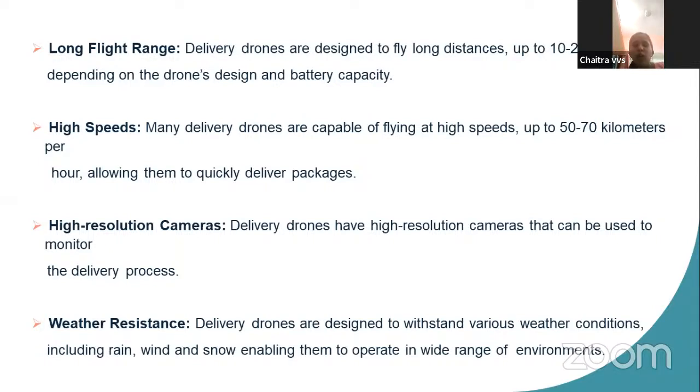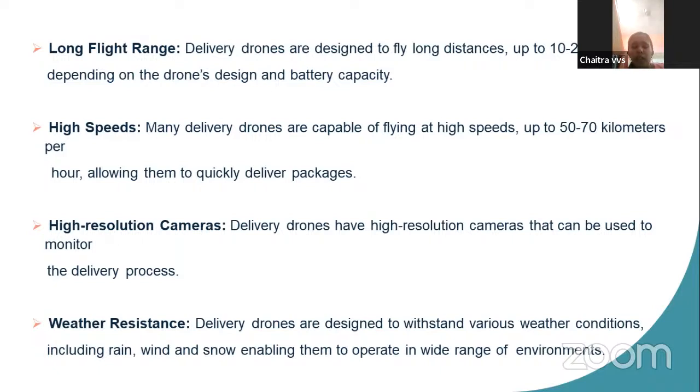These drones have a long flight range, which ranges from 20 minutes to several hours, and it will allow them to cover significant distances and complete multiple deliveries on a single charge. And nowadays we are stuck in traffic, and it consumes more time. So these delivery drones can avoid the traffic, and they are capable of flying at high speeds of up to 50 to 70 kilometers per hour. They can reach the delivery location without delay.